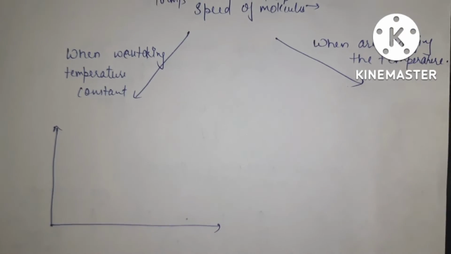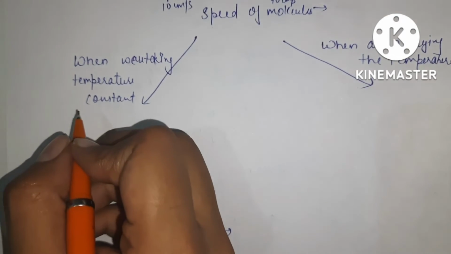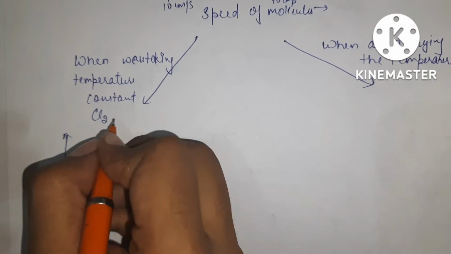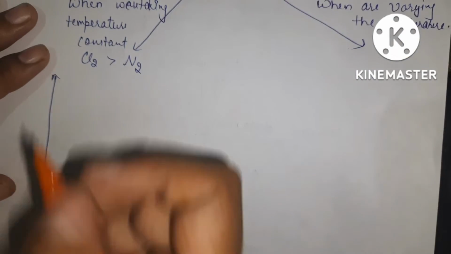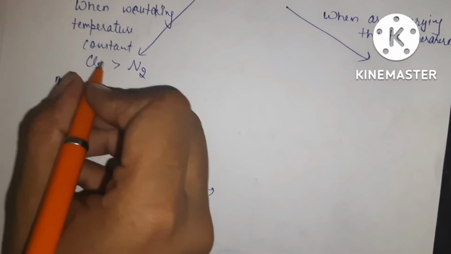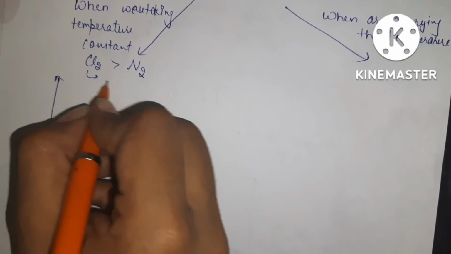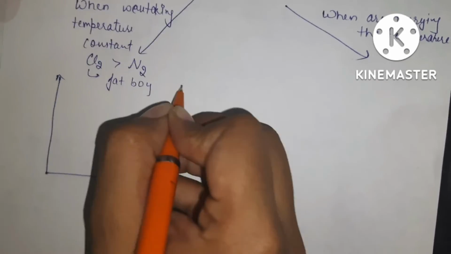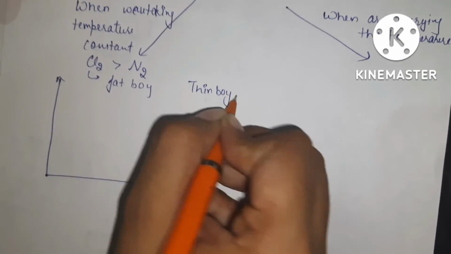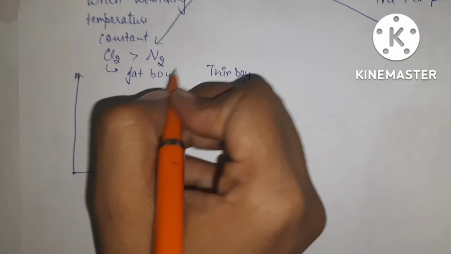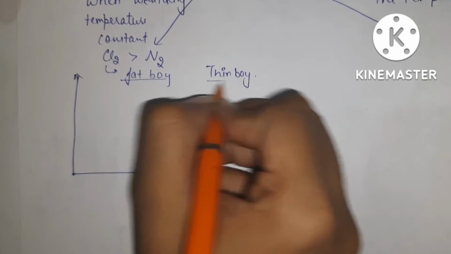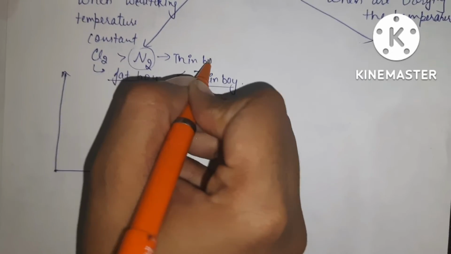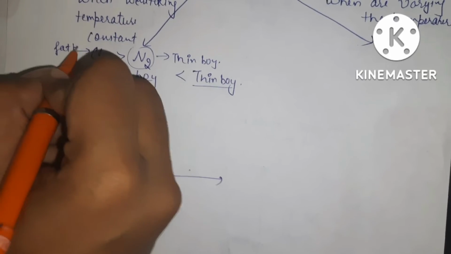First, suppose I am taking a higher molecular mass gas, that is chlorine. The molecular mass of chlorine is more than that of nitrogen. If I take a fat boy and a thin boy, which one is going to move fast, fat or thin? Thin. So nitrogen is like a thin boy and chlorine is a fat boy.